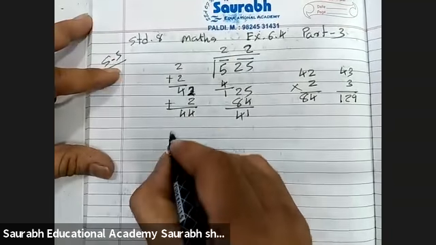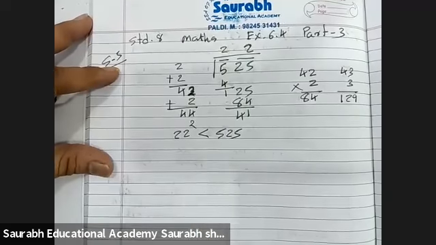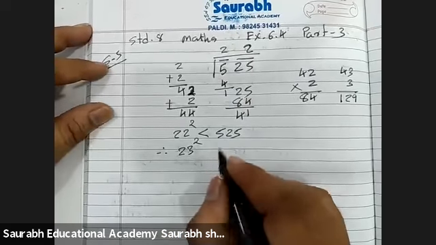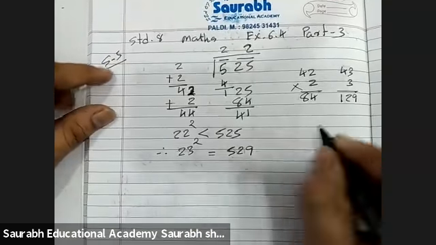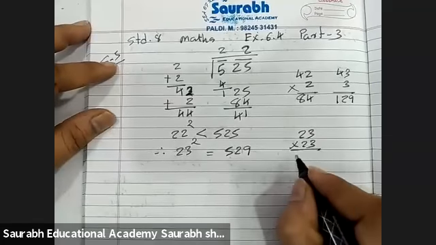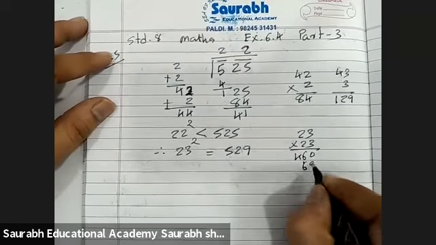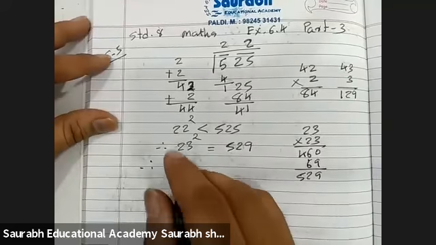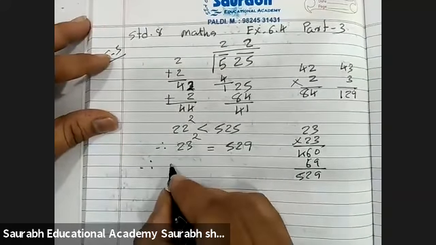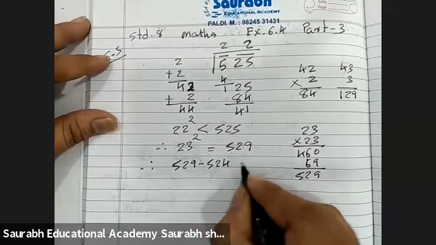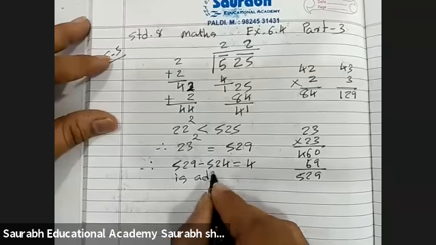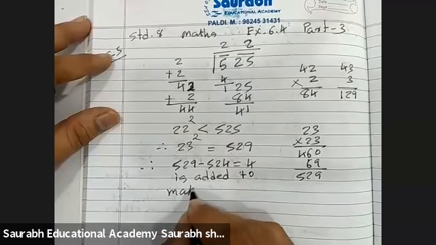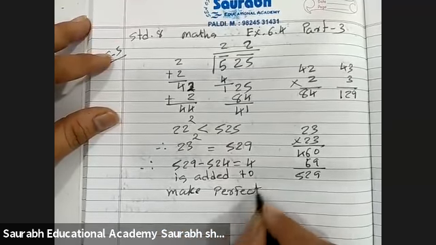That means 22 square is less than the number 525. So we must have 23 square here. That will be 529. We should find 23 into 23, right? So four is added to make a perfect square.